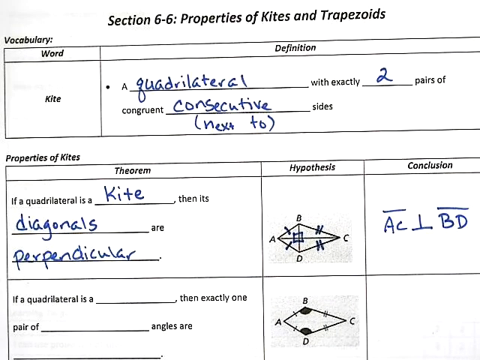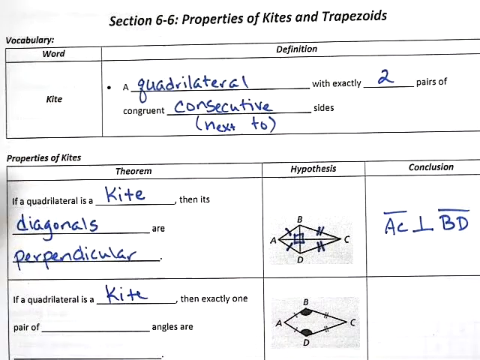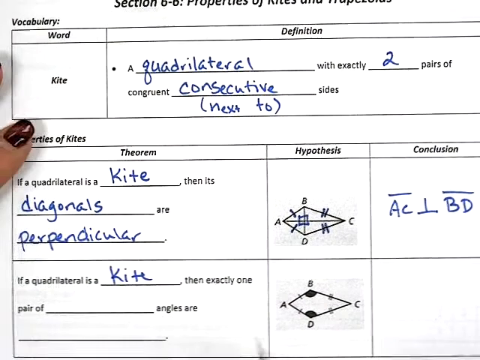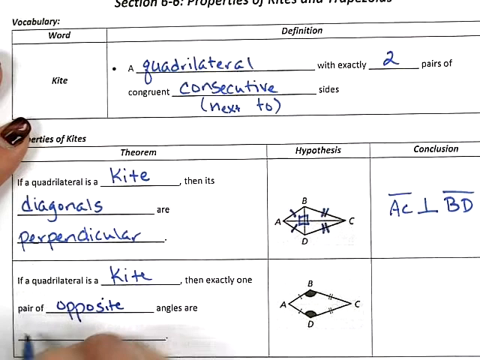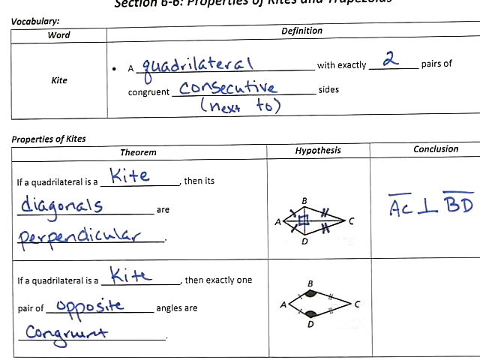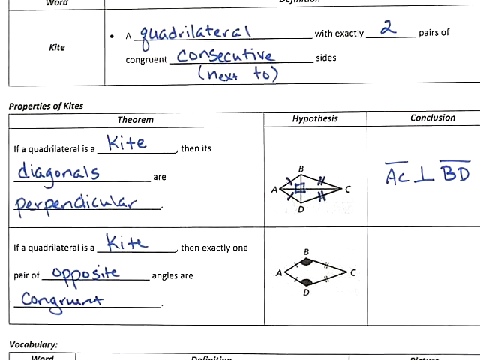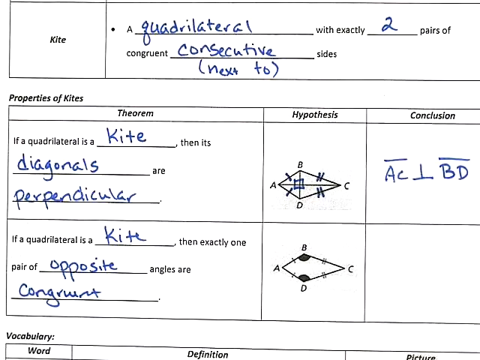If a quadrilateral is a kite, then exactly one pair of opposite angles are congruent. So again, with parallelograms, we said both pairs of opposite sides, or angles, excuse me, are congruent. Here we're talking about consecutive sides congruent, and then we're talking about exactly one pair of opposite angles congruent.